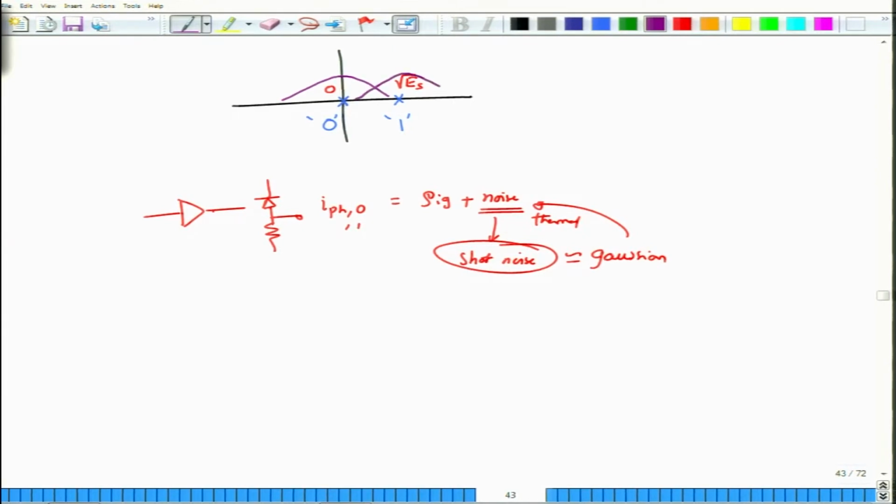And we have seen how to evaluate the bit error rate. This is the threshold that I have taken. This would be the error that you make when you transmit bit 0, but incorrectly assume that it is bit 1, and this would be the error that you make when you take the bit as 0, but actually you have transmitted bit 1.